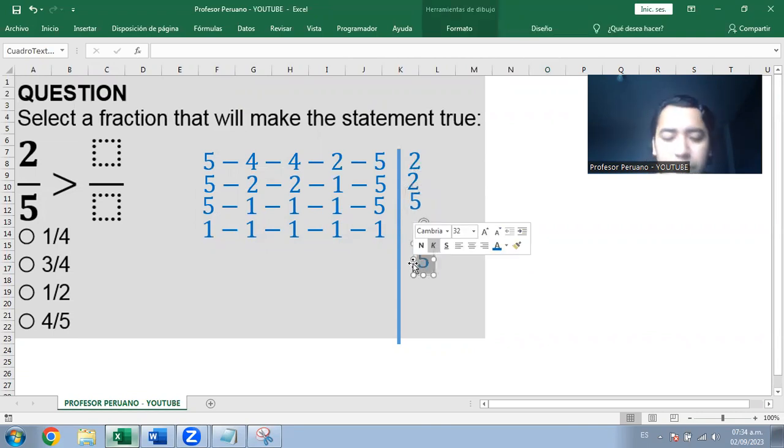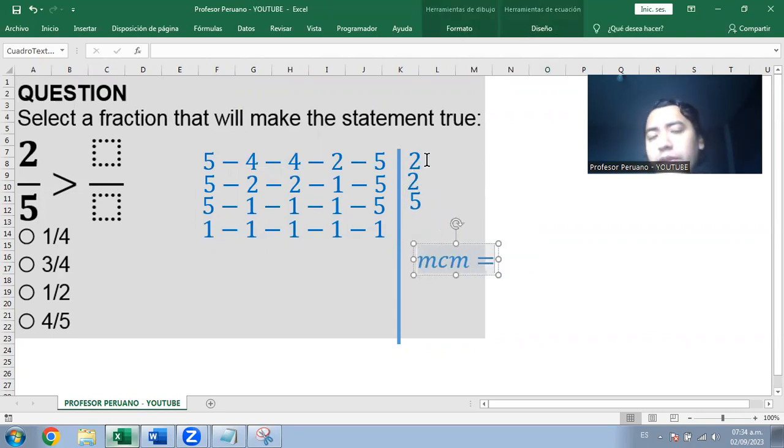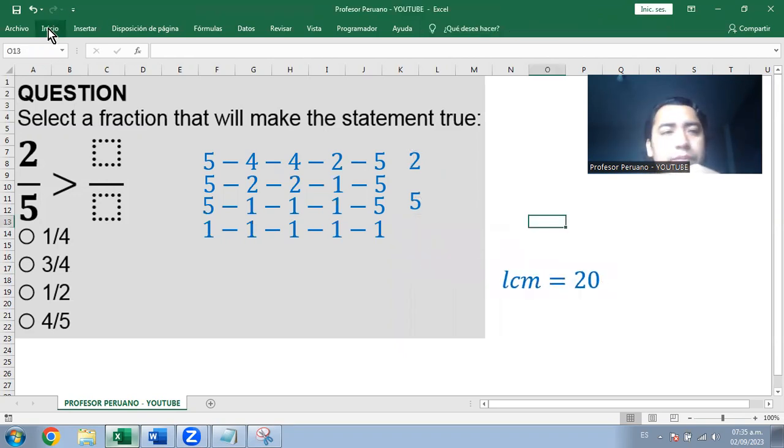Now we only have to multiply all these factors, I mean 2 times 2 times 5. 2 times 2 is 4, and 4 times 5 is 20. So now we know the least common multiple. The least common multiple is 20.